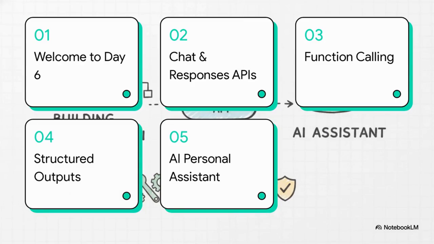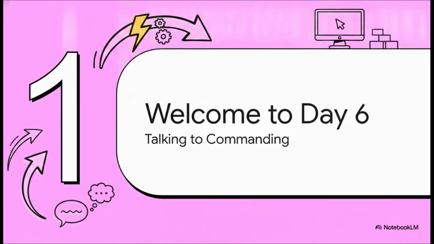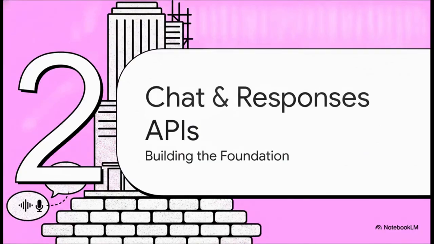Here is a quick look at our roadmap for today's explainer. We'll kick things off with Welcome to Day 6, move right into the foundational chat and responses APIs, unlock the function calling superpower, learn about enforcing structured outputs, and finally bring it all together in our project, the AI Personal Assistant. All right, Section 1. Welcome to Day 6, from talking to commanding. Moving right along to Section 2, Chat and Responses APIs, building the foundation.